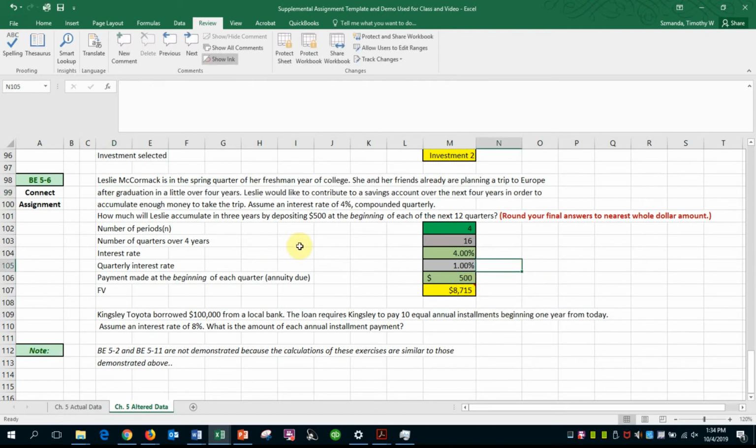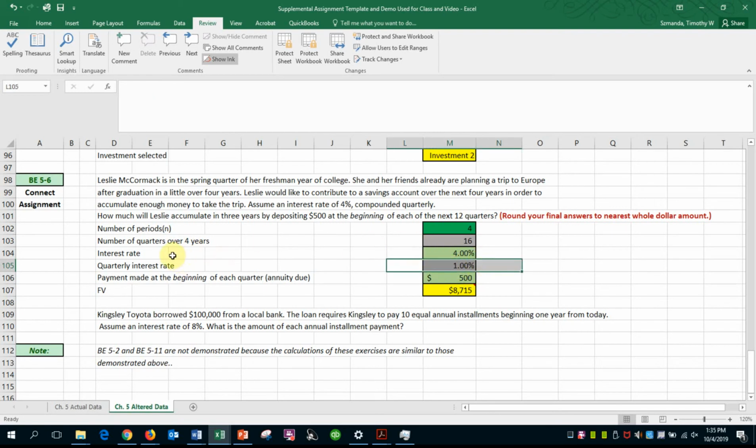And then we have the number of quarters over 4 years is 16, right? 4 quarters in a year times 4 years. 4 times 4. Assumed rate of 4%, which is compounded quarterly, I should say. So if this is our annual rate, compounded quarterly, then the quarterly rate is 4% divided by 4, which is 1%. So now we have our quarterly rate, which is 1%.